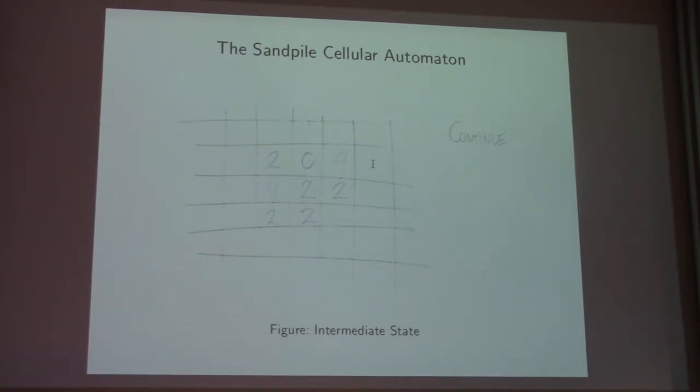Is it the largest value? No, you take any. Just any. Any, okay. So there is an ambiguity. There is some randomness in this, in that I'm not saying which one to topple.